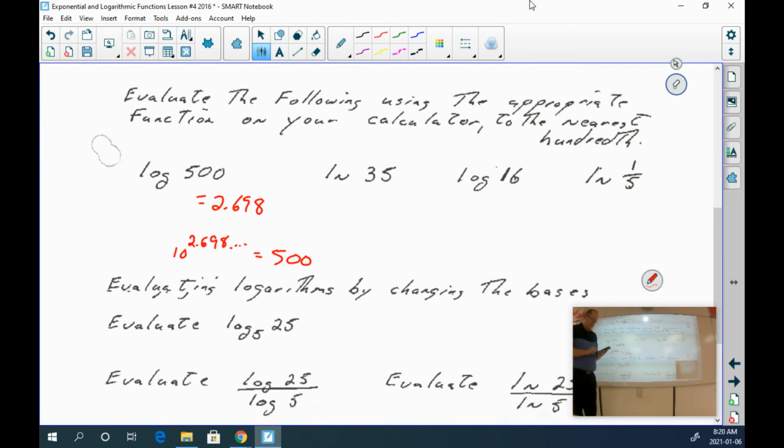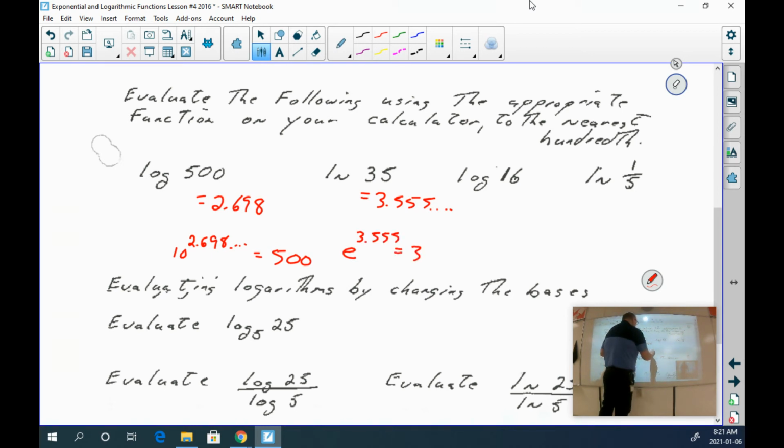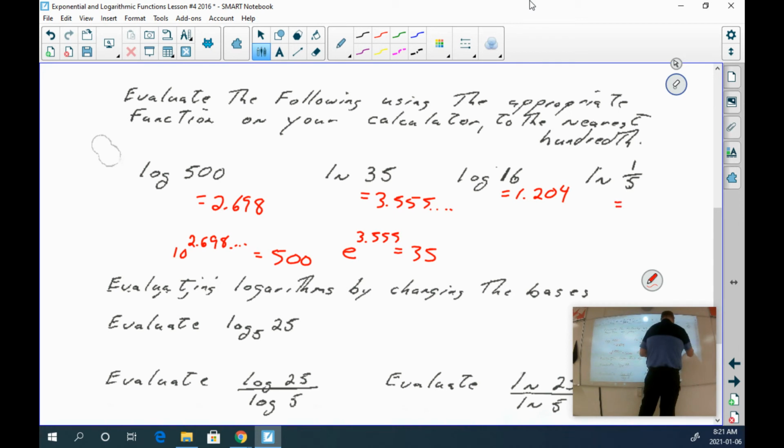ln 35, same thing. I'm going to use the button which is right below the logarithm button. I'm just going to go ln 35, and this answer is 3.555. So what this means is e to the power of 3.555 is 35, and so forth. Log 16, 1.20, or ln 1/5 is -1.609. So that means e to the -1.609 would be 1/5.